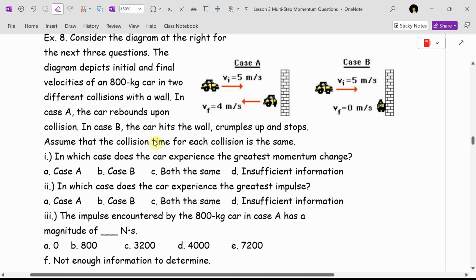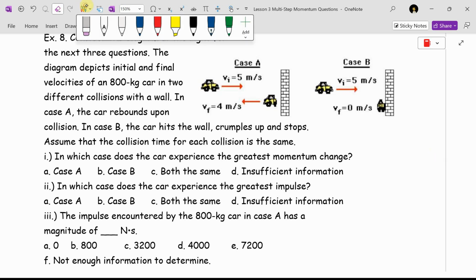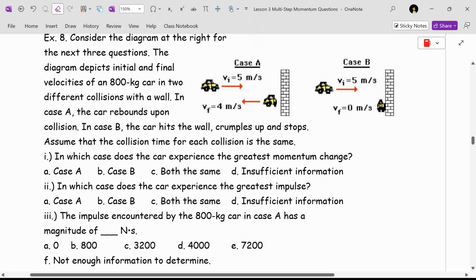So Arnica, we're not worried about the time. Here's the question. Number 1 says, in which case does the car experience the greatest momentum change? You know what? We're going to vote. How high you hold your hand up is how sure you are of the answer. So look at those 2 situations. And our options are case A, case B, both the same, or I need more information. Who says, Mr. Dueck, I think there's a bigger momentum change in case A? Duh, it's obviously case A. It's case A. I got 1. I got 2. Got 2.